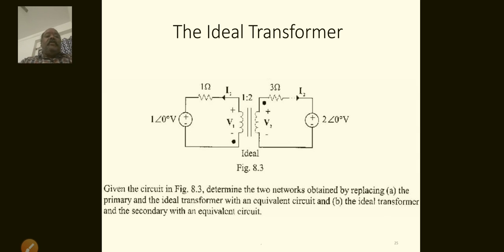This is the ideal transformer you are going to take. A 1 angle 0 voltage is applied at the primary, 2 angle 0 at the secondary, and the impedances are 1 ohm and 3 ohms respectively for the primary and secondary, and V1 and V2 are the voltages across coils 1 and 2. Given the figure, determine the two networks obtained by replacing the primary and the ideal transformer with the equivalent circuit, and the ideal transformer and the secondary with the equivalent circuits.